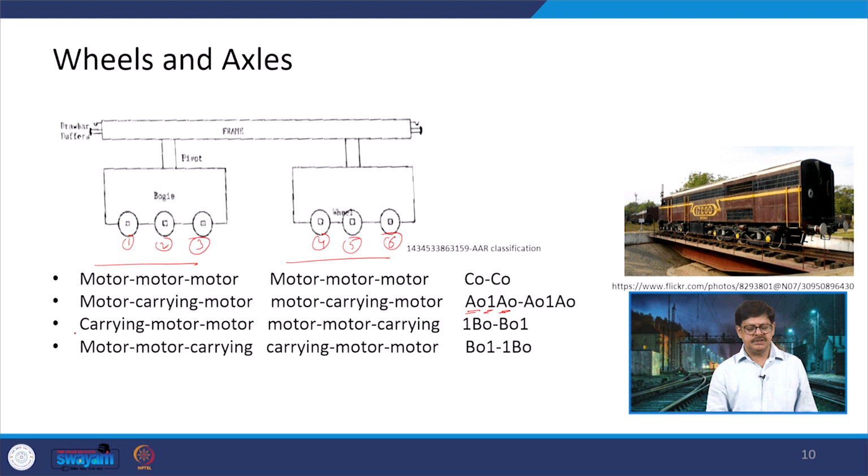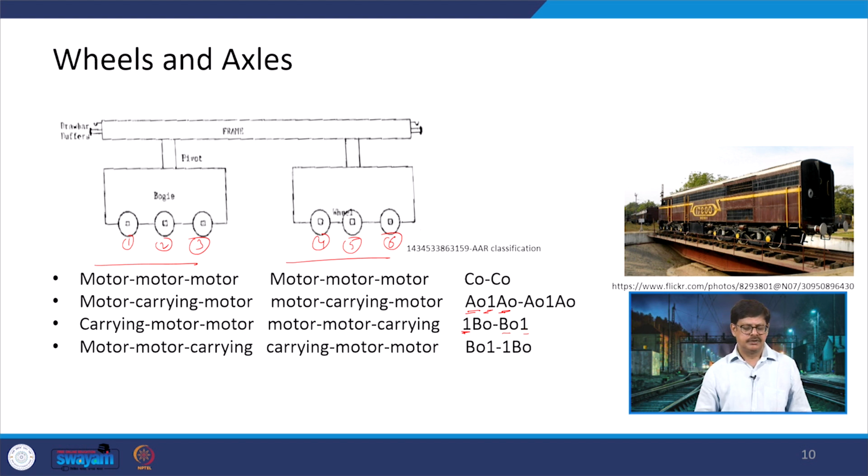Suppose the third condition is that we have the first one as carrying, and then there are two subsequent, 2 and 3, they are motor units. And similarly in the case of the next bogie there are 4 and 5 motor units, but 6 is a carrying one. So, in that case what happens, because this is a single wheel which is carrying, it remains 1 here, but then 2 and 3 or 4 and 5 have become combined, they are motor motor. So, it becomes BO. So, 1 BO and BO 1, that is the way it is going to be defined.